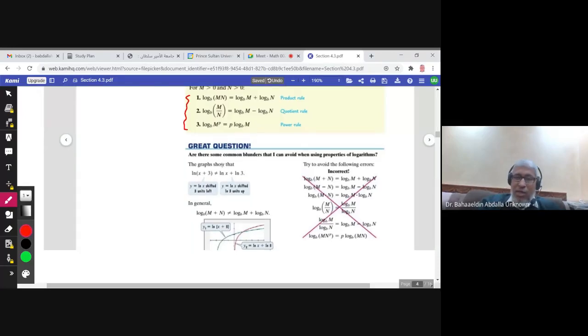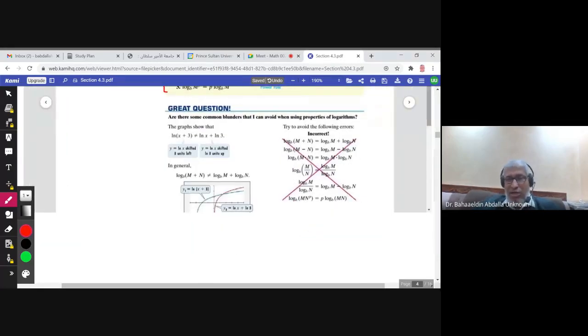Okay, this is a great question here. This is what I told you. Ln of x plus 3 is not equal to ln x plus ln 3. This is not correct. So if you write log of m plus n equals log m plus log n, immediately 0. This is not correct. Don't use it, please.